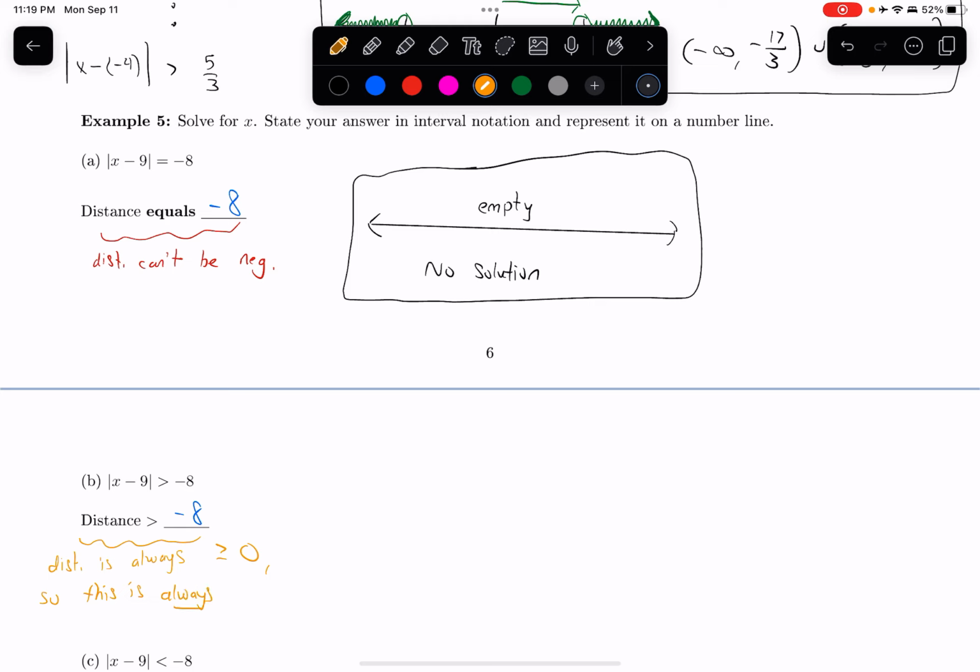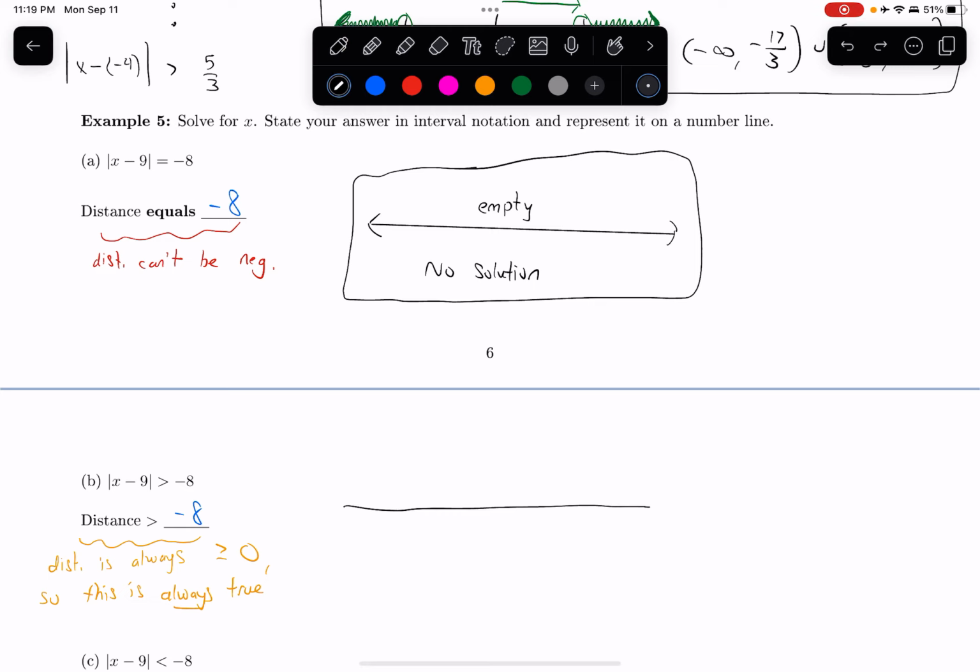No matter which two numbers I pick, if I find the distance between them, the smallest it could be is 0. Like if I pick the same number, there's no way the distance could be smaller than negative 8. It's always going to be bigger than negative 8. In fact, it's always going to be bigger than or equal to 0.